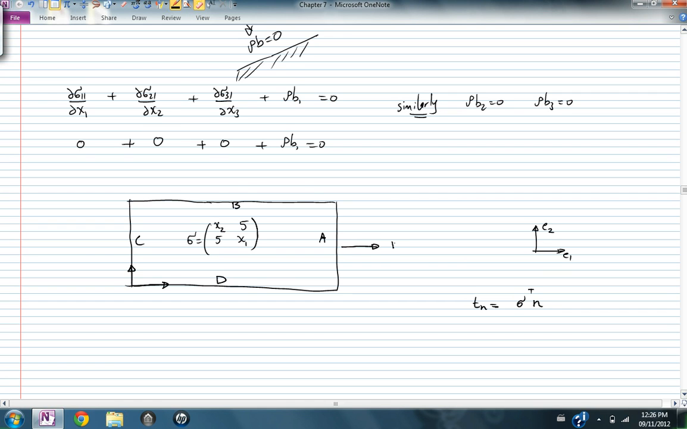I'm going to call this NA. The normal vector on this boundary is equal to 1, 0, 0. The normal vector on this boundary is equal to 0, 1, 0. The normal vector on this boundary is equal to negative 1, 0, 0. And the normal vector on this boundary is equal to 0, negative 1, 0. So these are the normal vectors acting on each surface.